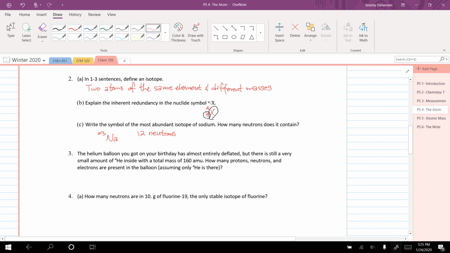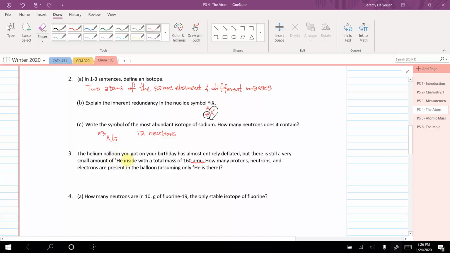So, a helium balloon you got on your birthday is almost entirely deflated, but there's still a very small amount of helium-4 inside with a total mass of 160 amu. How many protons, neutrons, and electrons are present in the balloon? All right, amu, what is amu? That means atomic mass unit. We could say a proton and a neutron each weigh roughly 1 amu. So protons 1 amu and neutrons 1 amu.